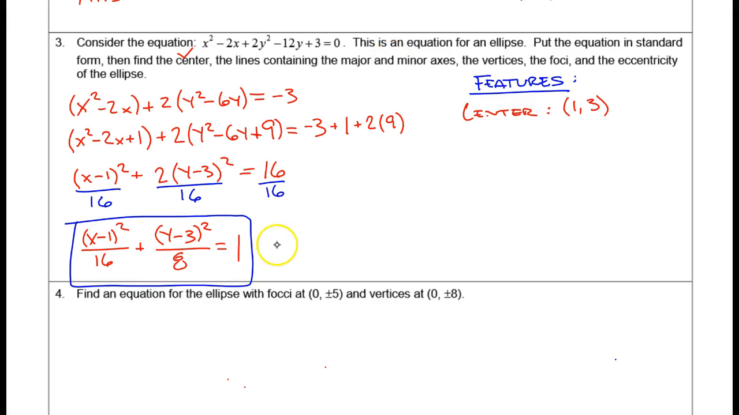If I look at this, I know I'm going to have a equals the square root of 16, which is 4. And b equals the square root of 8, which is 2 root 2. So a is greater than b, which means my major axis is going to be horizontal. So in order to find the equation of the line containing the major and minor axes, the major axis will be horizontal.